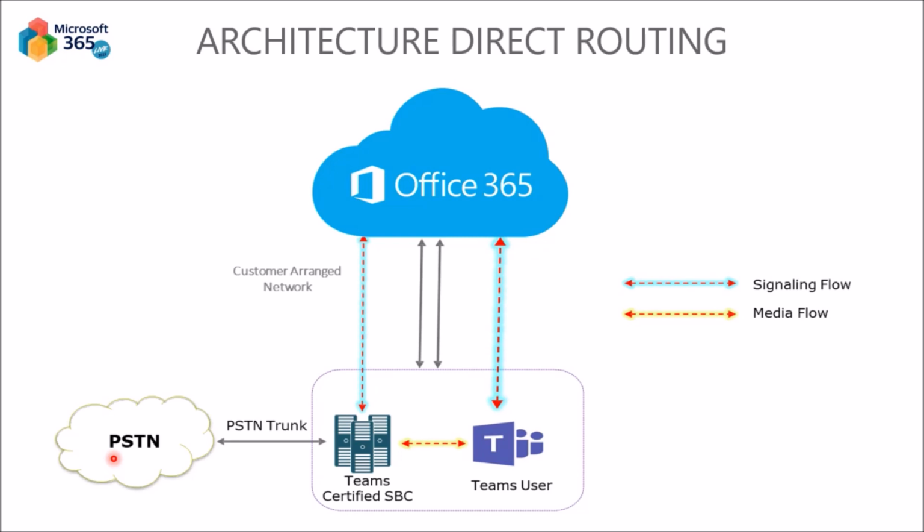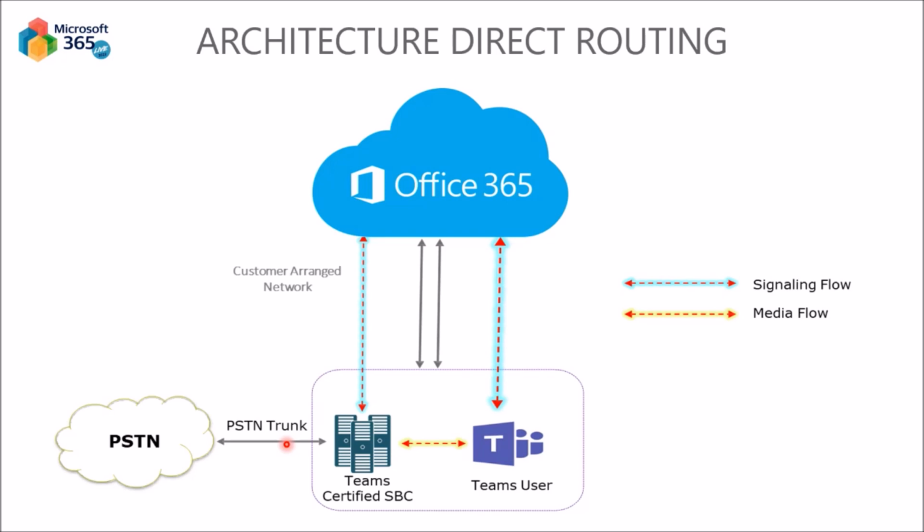The only requirement, again, from the customer perspective, is that the customer would require internet connectivity or a private connectivity onto Office 365. You would also require Teams certified session border controllers and the PSTN connectivity. Gradually, while we are moving from calling plan to Operator Connect, from Operator Connect to Operator Connect Mobile, and then towards direct routing, the customer or organizational responsibility is increasing from calling plan to the direct routing architecture.